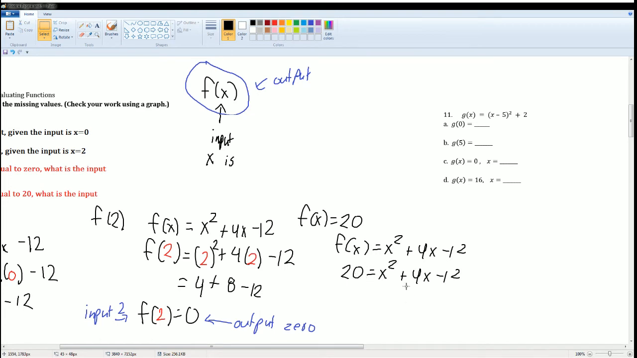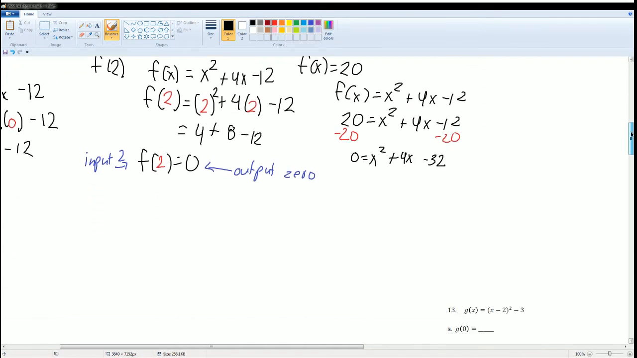So we're all gonna bring it to one side. All right, watch what I'm gonna do. I'm gonna subtract the 20. Subtract the 20, I'm going to get 0 on this side. This gets me x squared plus 4x minus 32. Here now you can factor it.